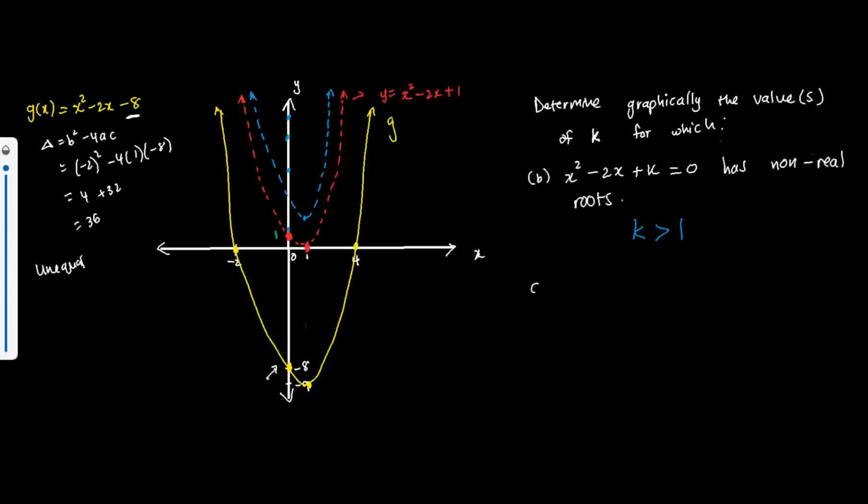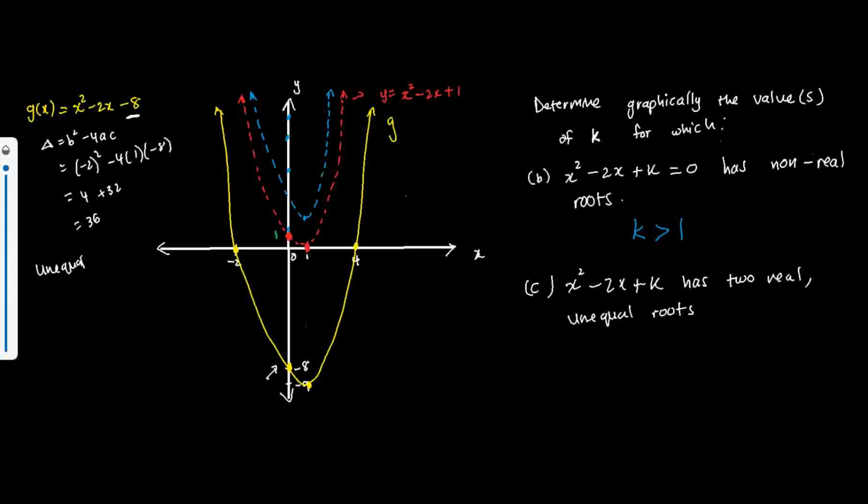Let's look at the penultimate question, the second last question. Determine graphically the values of k for which x squared minus 2x plus k has 2 real and unequal roots. Okay, this is quite interesting, so let's look into it.